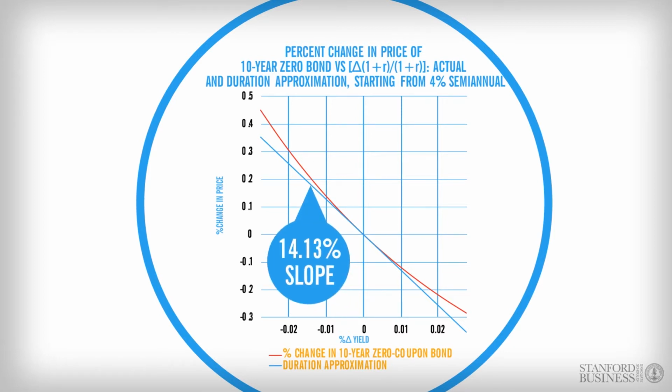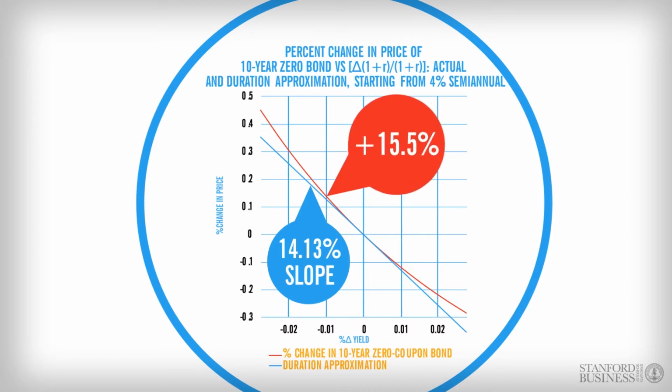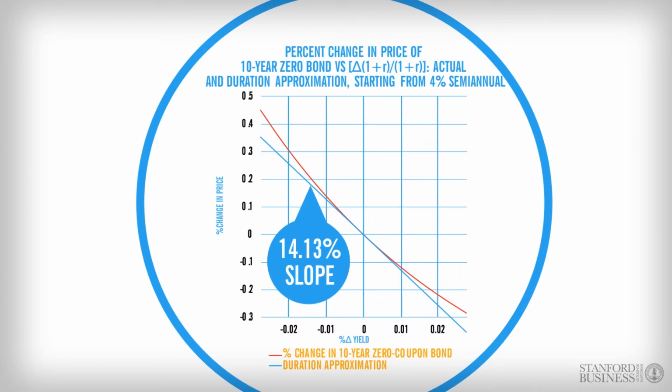And indeed, when the yield falls by 1 percentage point, the price increase is, well, a little more than 14.13%. It's 15.5%. And when the yield rises by 1 percentage point, the negative effect on price is, well, a little less than 14.13%. It's 12.9%. But this 14.1% is not too bad in approximation, and it's very simple to implement.